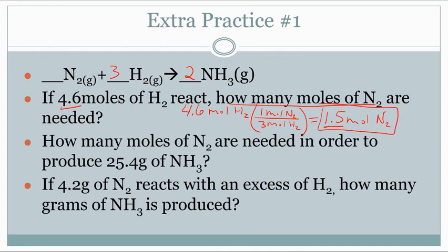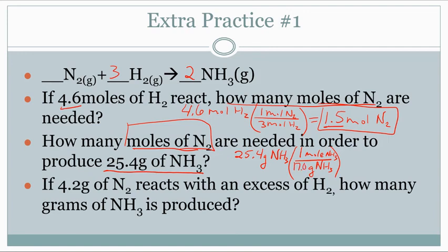How many moles of N2 are needed in order to produce 25.4 grams of NH3? So I'm looking for moles N2. This is a mass to moles to moles. So 25.4 grams NH3. I'm going to put grams NH3 on the bottom. So that's going to be my molar mass per every 1 mole of NH3. So that's going to end up giving me 17.04. That's my 14.01 plus 1.01 times 3.